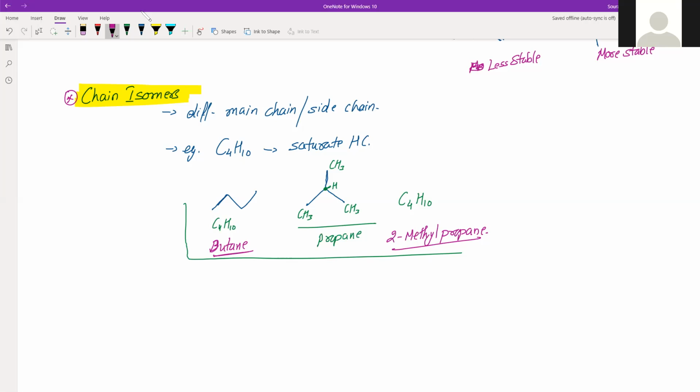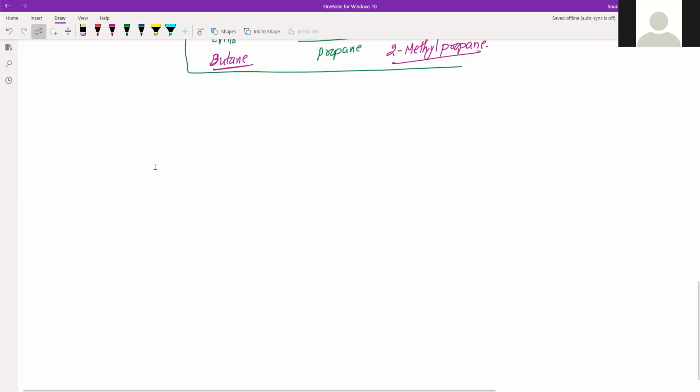Now there are different ways to find and write all chain isomers of a given molecular formula. We are not going into detail on that. We are directly moving to the next type of isomers. If any of you need those methods in detail, just let me know. I'll try to make a video on that, or schedule a class for that. Right now I want to finish this isomerism chapter so that we can go back to our haloalkanes chapter.